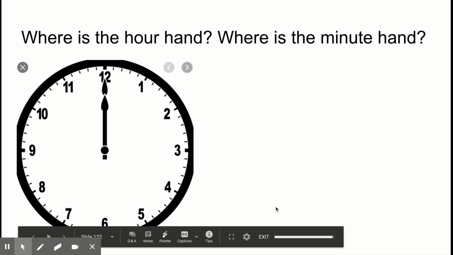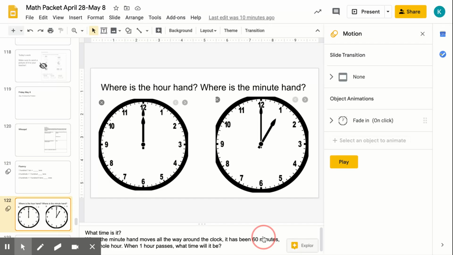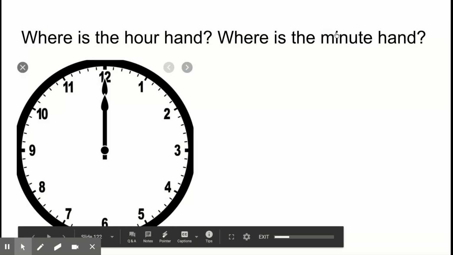Where is the hour hand here? Where is the hour hand? It's at the 12. Where is the minute hand? It's also at the 12. What time is this clock showing? It's showing 12 o'clock.